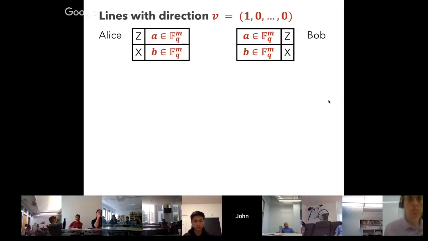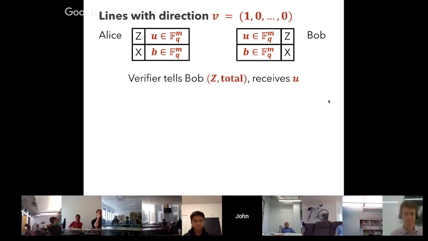Okay. So I'm going to begin by very suggestively renaming one of the two vectors in my boxes. I'm going to rename A to U, and B is just going to stay B. So the verifier is going to tell Bob, who's supposed to measure a point, to do the Z total measurement. Measure everything in your Z register. And then what is Bob going to do? He's going to measure his register, measure U, and send it to the verifier. So now the verifier knows the point.